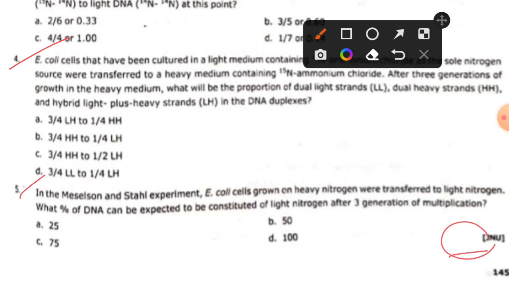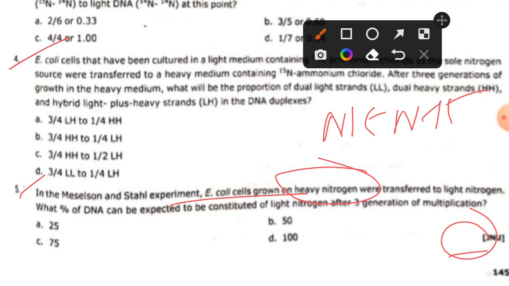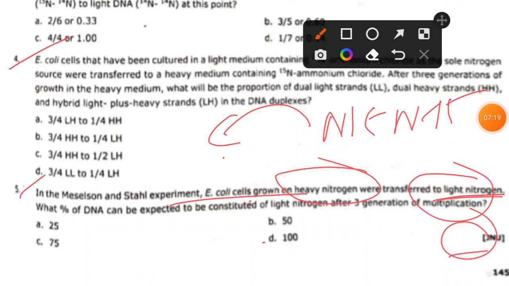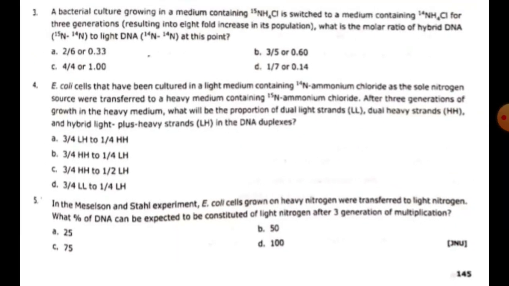Here it is also a GNU question. So in the Meselson and Stahl experiment, E. coli cell grown on heavy nitrogen. So here they are telling us that E. coli were grown on heavy nitrogen containing medium first, then it was transferred to a light nitrogen containing medium. So I have told you that simply means that the proportion of the light nitrogen will be higher. So if you are growing your DNA for a number of generations in light nitrogen, the proportion of the light nitrogen containing DNA will be higher. And as it is the ending of the third generation, your answer should be 75%. So that is how you can easily answer your questions.